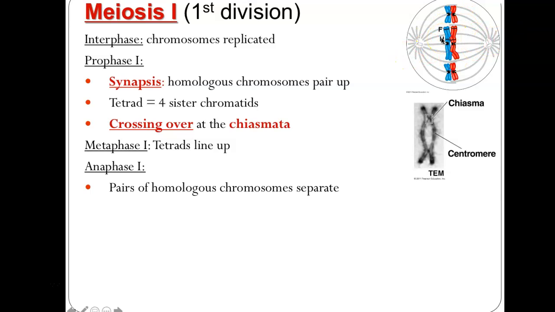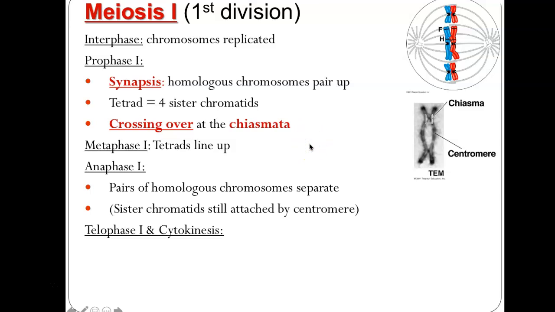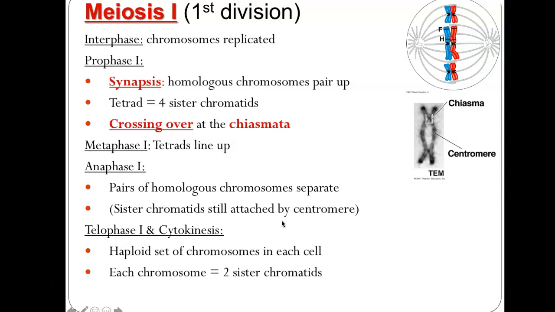However, what has happened is they have exchanged genetic material through the process of crossing over. The sister chromatids are still attached by the centromere. And then what you end up with is a haploid set of chromosomes that has chromosomes with their copies, and each chromosome has 2 sister chromatids. So, yeah, you don't need to write anything down for that.